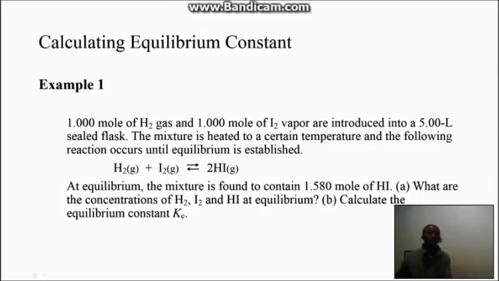So at equilibrium, the mixture is found to contain 1.580 mole of HI, and then we want to determine the concentrations of hydrogen, iodine, and the HI or hydroiodic acid at equilibrium. And we also need to be able to calculate the equilibrium constant of this reaction.